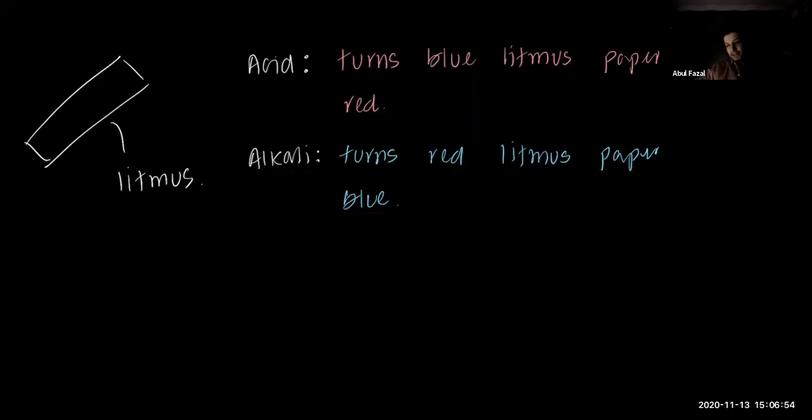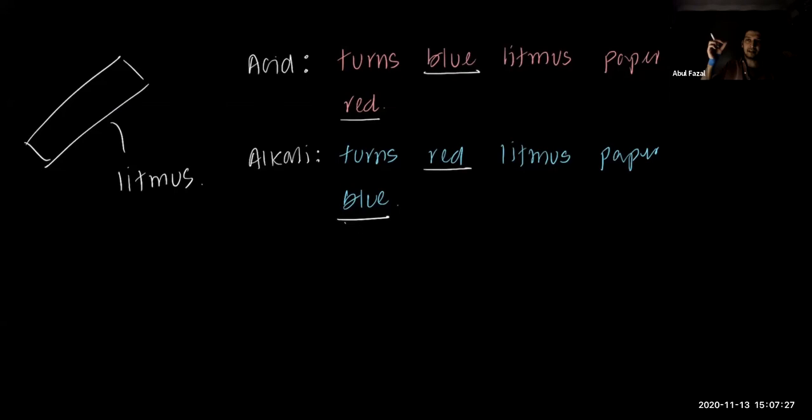So why can't they just say litmus paper will turn red? No, you can't say that. You have to say blue litmus paper will turn red in the presence of an acid. Okay, and the other way is true as well. Red litmus paper will turn blue. So you have to highlight these things. Blue will turn red and red will turn blue. Okay. And they're just identifications of different acids or an alkali if you have one.